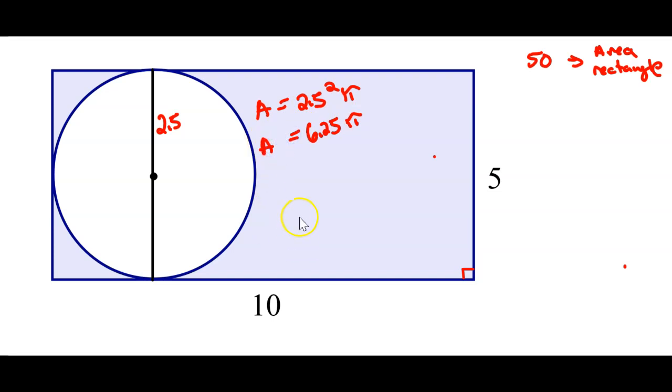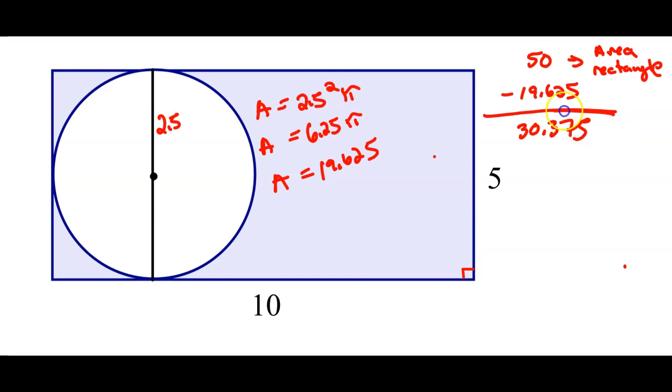And in this case, since I want to know the area of the shaded region, it kind of helps to figure out what is 3.14 times 6.25, which gives me 19.625. I just punched that in my calculator. And then I'm going to take 50 minus 19.625 to find the area of the shaded region. And I get 30.375. There's your area of the shaded region.